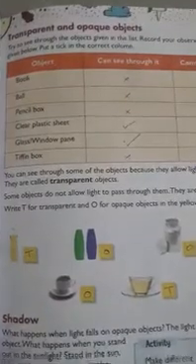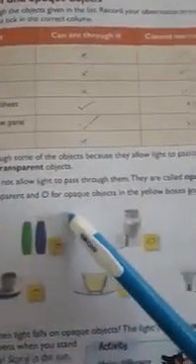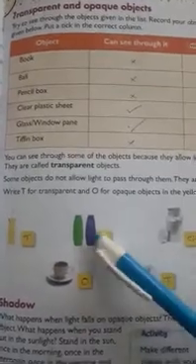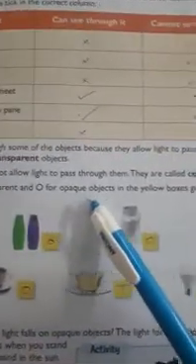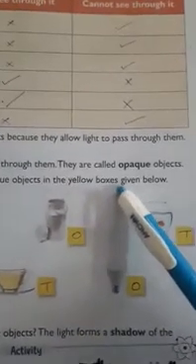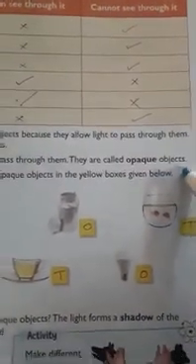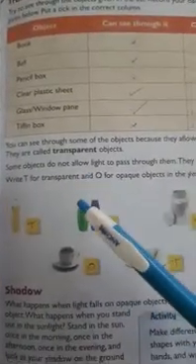Next, some objects do not allow light to pass through them. They are called opaque objects. Just now, along with the clear plastic sheet and glass, you have seen the pencil box, the tiffin box and the book also, through which you cannot see the objects. Some objects do not allow light to pass through them. That's why they are called opaque objects. You cannot see through them.